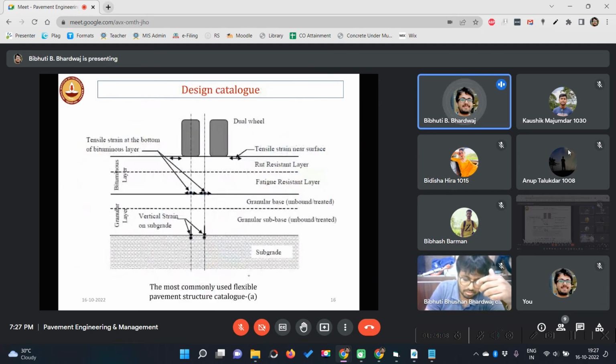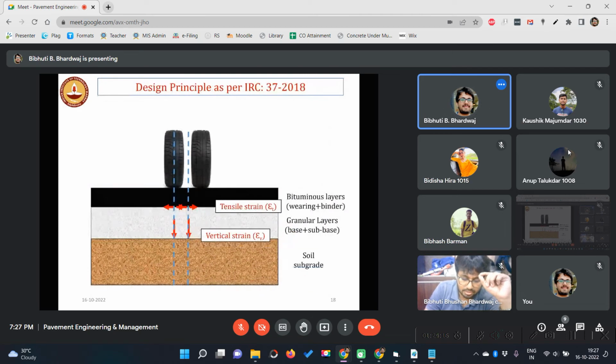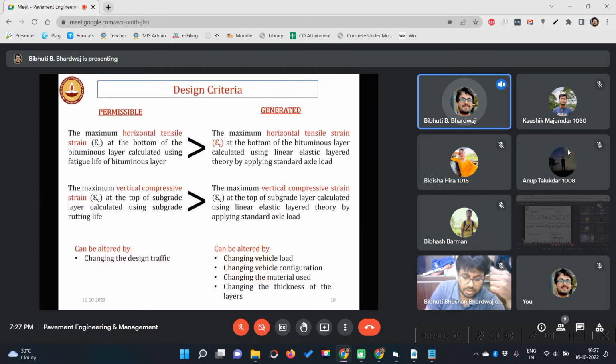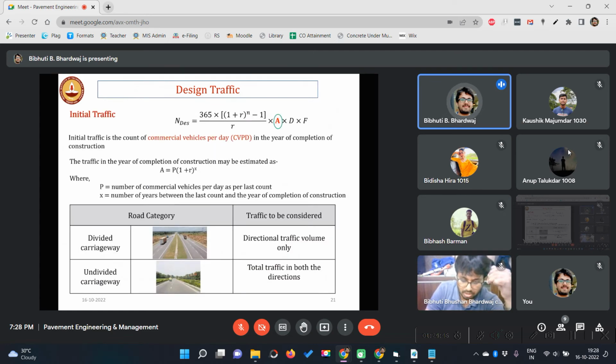Okay, so what is fatigue cracking, which point is critical in case of fatigue cracking and which point is critical in case of rutting. So we need to find out compressive strain at the top of the subgrade and tensile strain at the bottom of the bituminous mixes, right? So we understood that the permissible strain should be greater than the generated strain. Alright, so in order to find out both, for permissible strain, we need to first calculate the design traffic. So design traffic has many parameters like A, D, F, R.